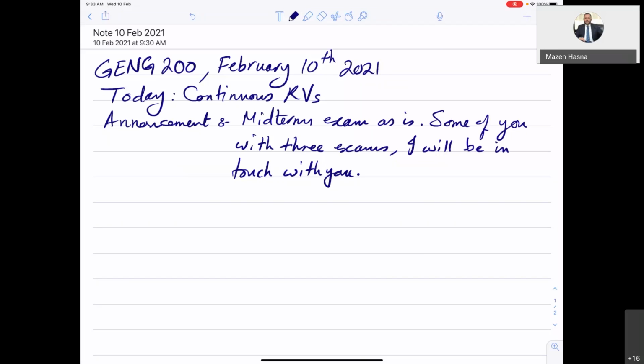So for those who have another exam in the same slot, I will be in touch with them so that they send me when the other exam was announced to them. If it's announced after this one, they have to talk to the other professor to switch the timing of the exam. If our exam was announced after their exam, then I will switch the timing for them. Okay.